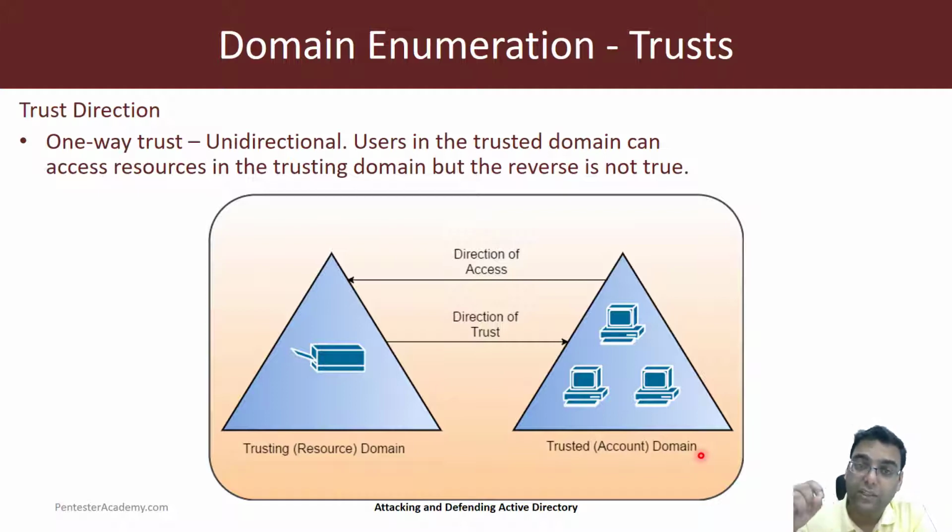Now, what is a one-way trust? It is unidirectional, as the name suggests. That is, the access is just one way. In our diagram, users from this domain cannot access the resources in the trusted domain, the domain on the right. So that is one-way trust.